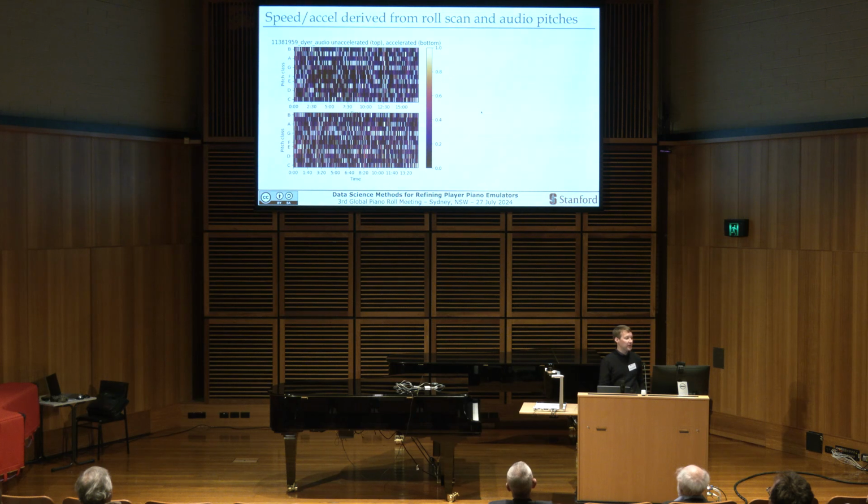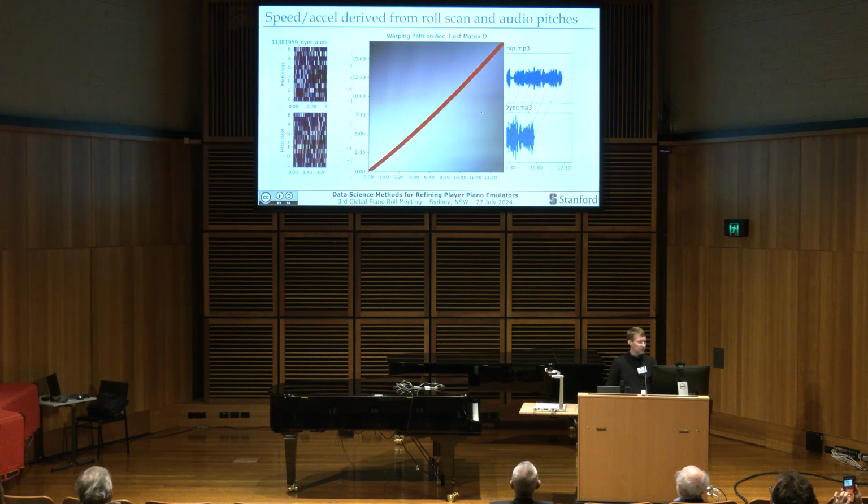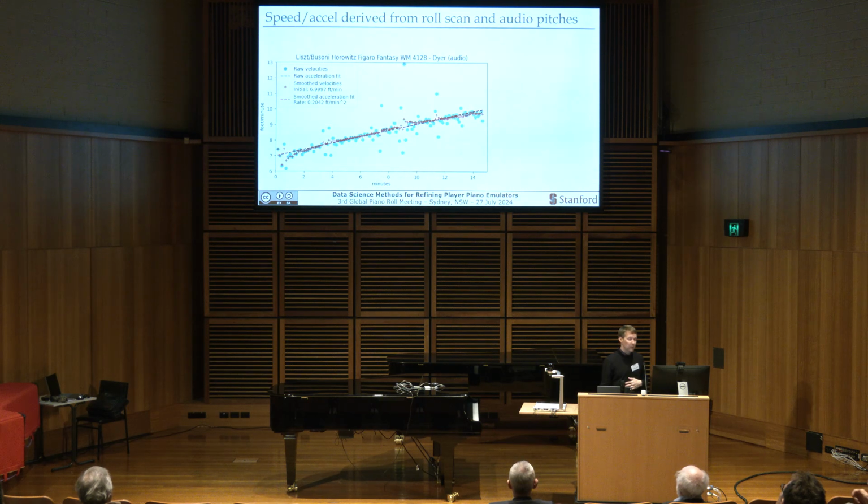But we can do the same thing with audio by matching the pitch chroma of an unaccelerated audio rendition of a roll with a regular playback, an accelerated audio rendition. And this is all software packages that are available. This is librosa, which is a Python package, but I think Sonic Visualizer does something quite similar. This is a little bit of that multidimensional scaling where you get a warping path that shows you how the unaccelerated and the accelerated playback compare to each other. And then you can derive these acceleration fits from that.